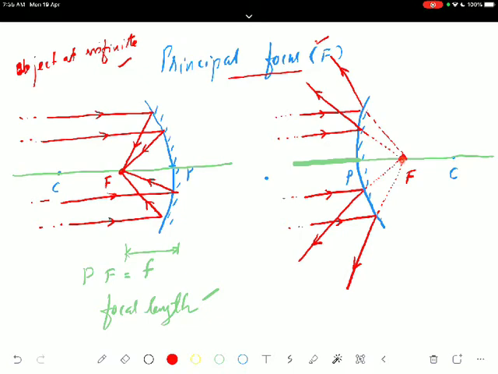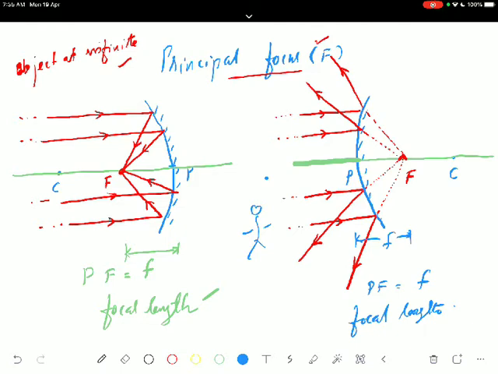Suppose you are standing here on the left side. For you, these rays appear to come from a point F. So this point F is known as the principal focus for a convex mirror. Again, the distance between pole and focus we call the focal length. So PF distance is called f, the focal length.